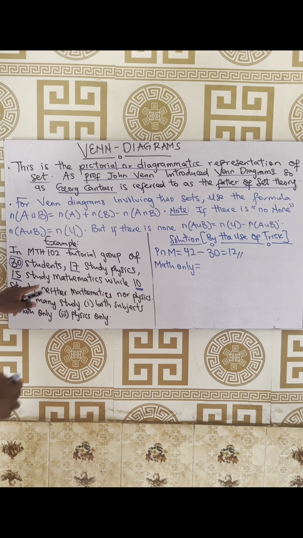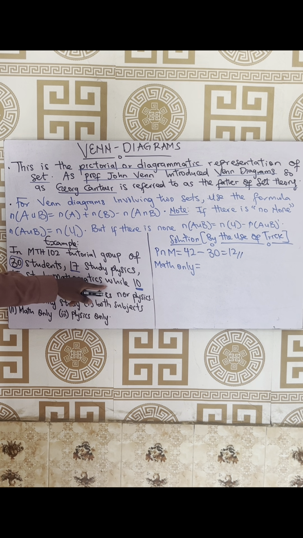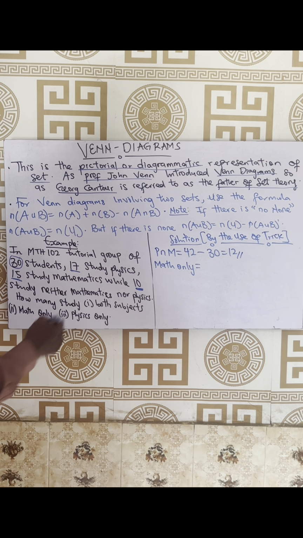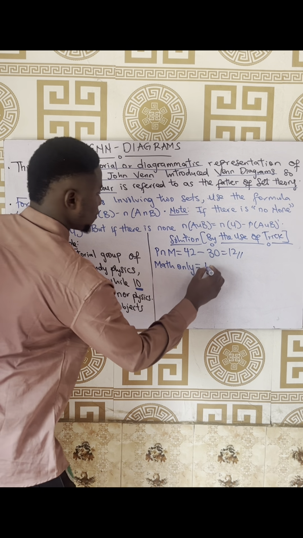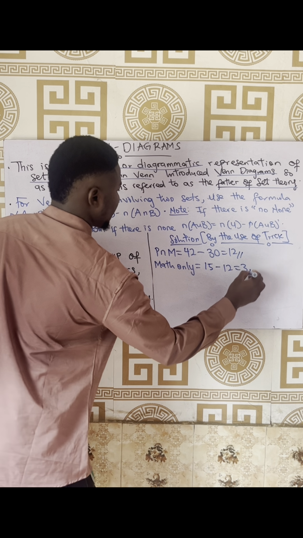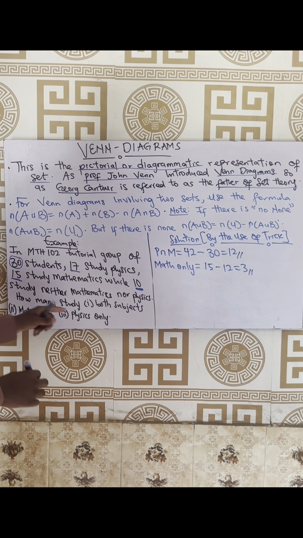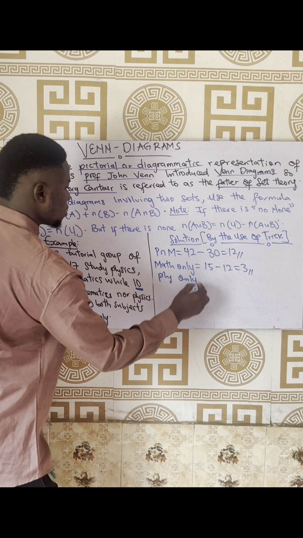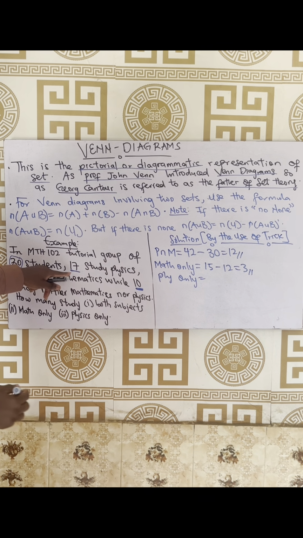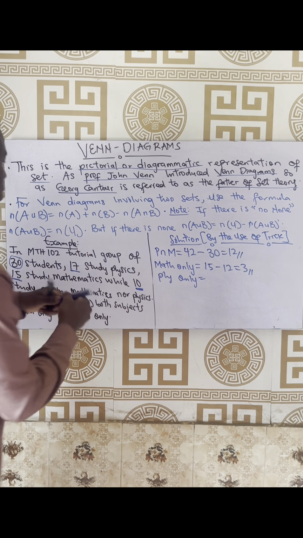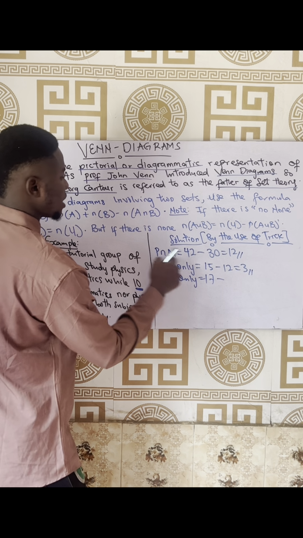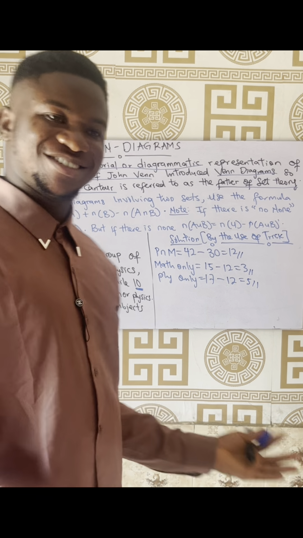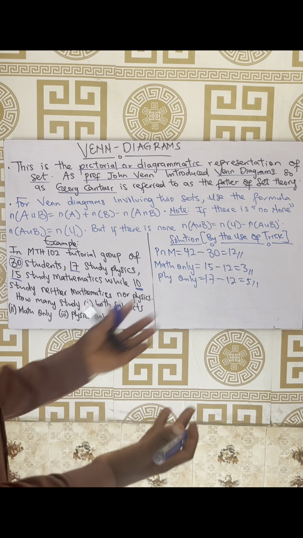You see your math only would equal the number of those that study mathematics minus the intersection of physics and mathematics. So the number of those that study mathematics is 15. So that would be 15 minus 12. That's equal to 3. Now we want to do physics only also. For the number of those that study physics, that is 17. So that will be 17 minus the intersection again, 17 minus 12, and that's equal to 5.